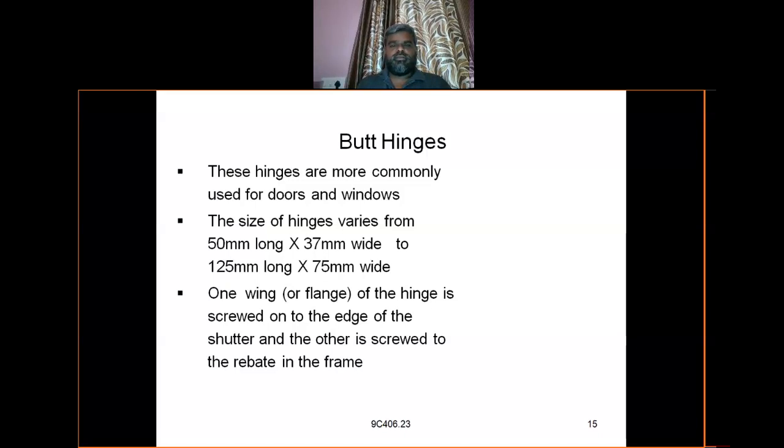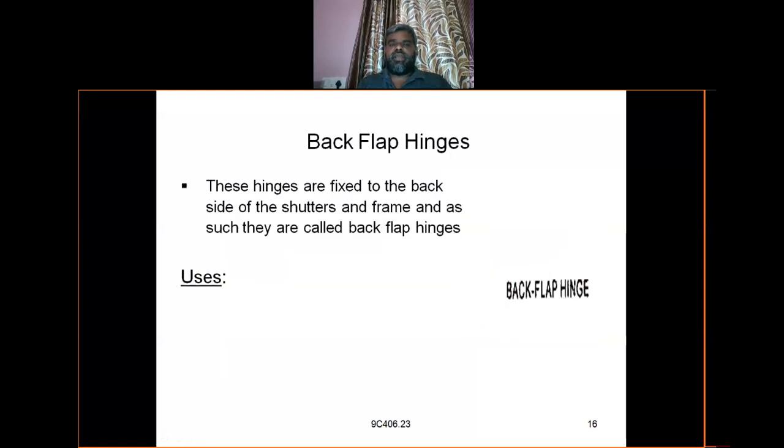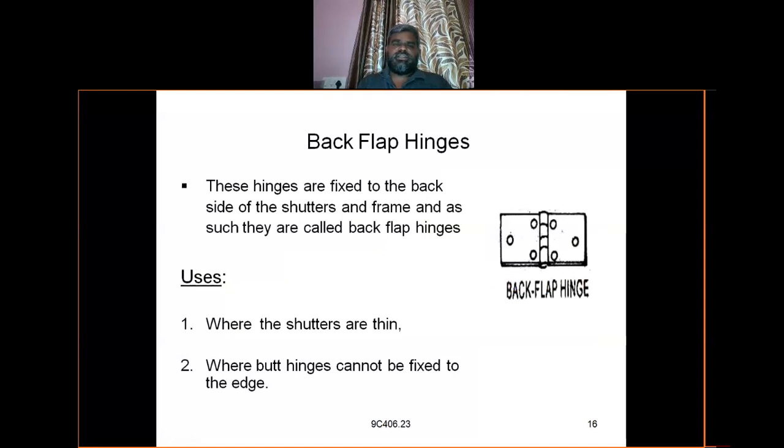So see, this is a butt hinge. This is fixed at the door, and this is fixed at the door frame in the suitable rivet. And back flap hinges means like this. These hinges are fixed at the back side of the shutter and frame, and as such they are called back flap hinges. Used where the shutters are thin, where the butt hinges cannot be fixed to the edges.